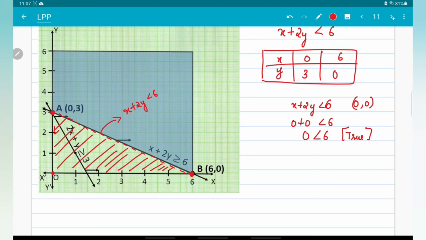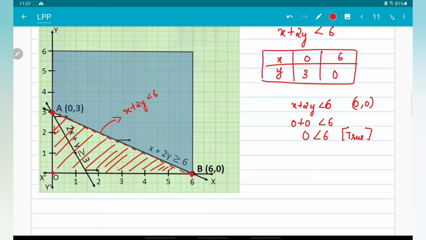As you can see, I have shaded my region. If it had been 0 greater than 6, if the statement had been false, then I would have had to shade away from the point (0, 0). But since this statement is true, I'm going to shade towards that point (0, 0). Now my next step is to check for a common feasible region between this blue region and this red part.